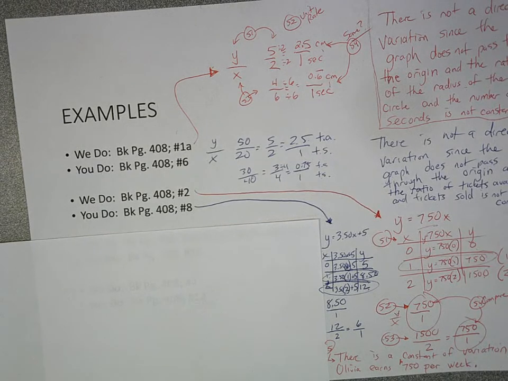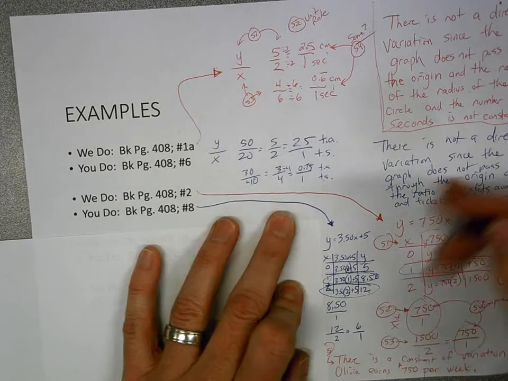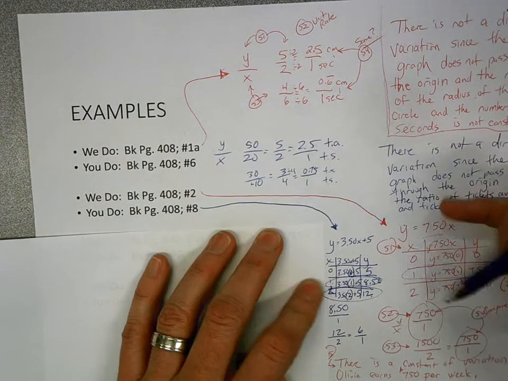Which problem are we doing? Number 8. The ratio of this represents the number of dollars Kristen charges for driving you so many miles in her taxi. So the cost of her taxi ride does not vary directly with the number of miles she takes you. Okay, that would be a good explanation. Okay, questions on that?